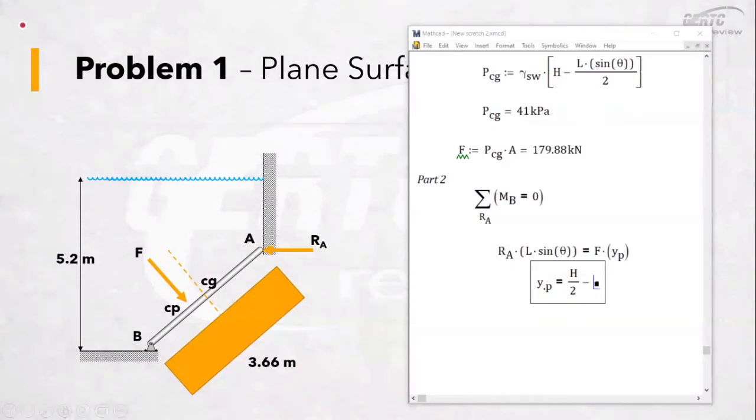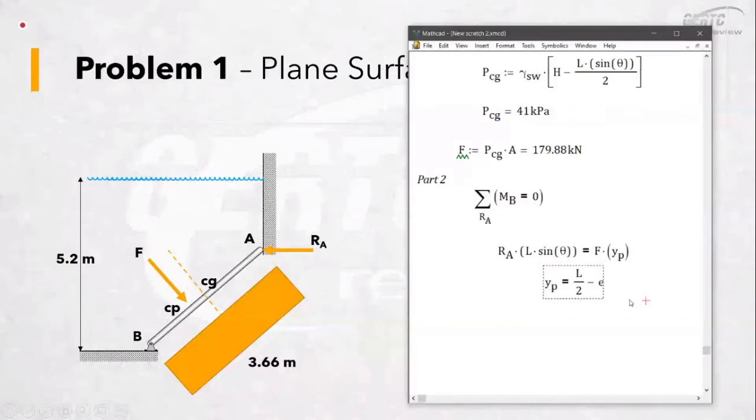Sorry for that. Let's go back. We want to calculate the distance YP. How are we going to do that? We get half of the length L, which is 3.66 meters, divide it by 2, then subtract the eccentricity. Knowing that the eccentricity is involved, it is also part of the moment arm.